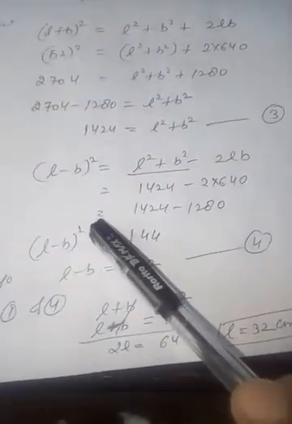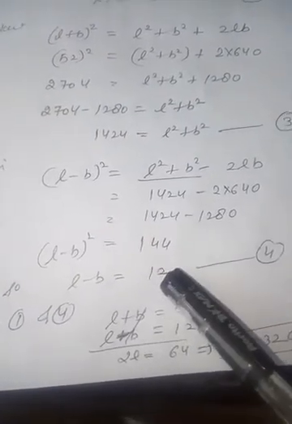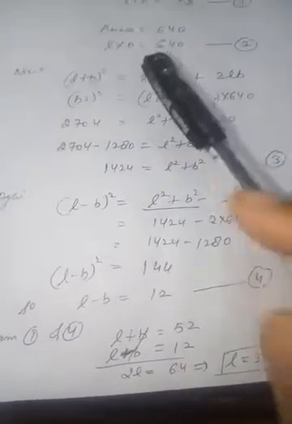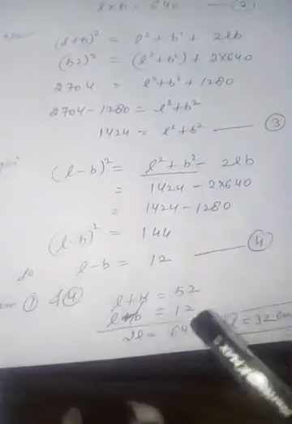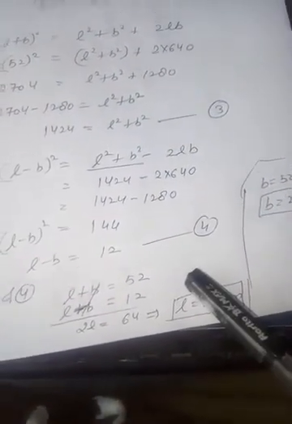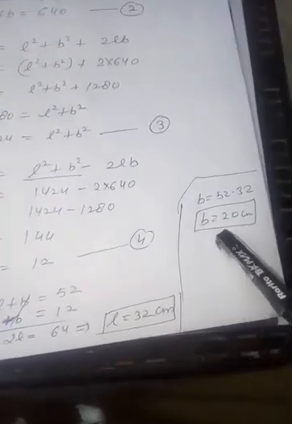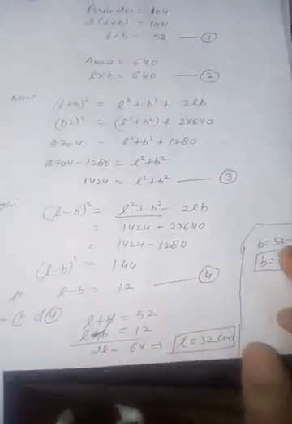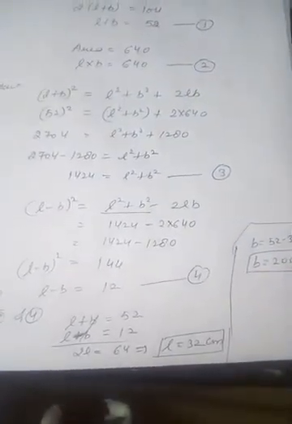Now taking square root again, that is l minus b equals 12. L minus b we have, l plus b already we have. Now add together. Finally we get l equals 32 centimeter. This value put in any equation, then we find b is 20 centimeter. So students, this is chapter number 6 based on quadratic equation word problems.